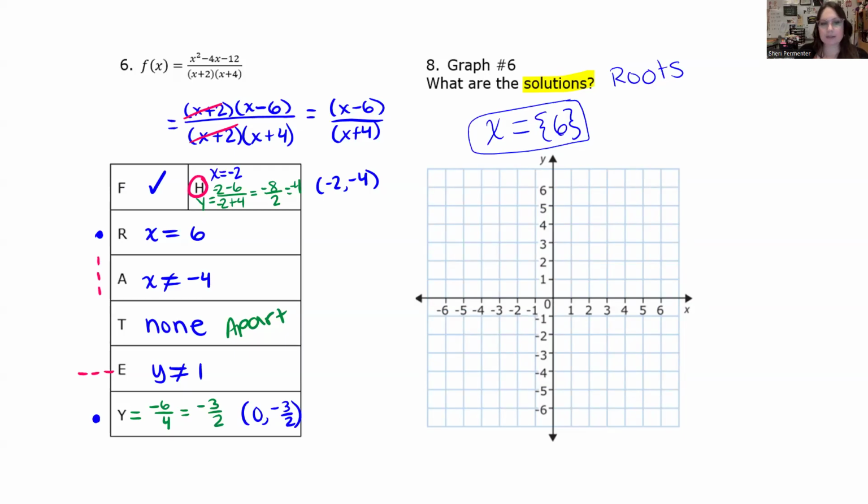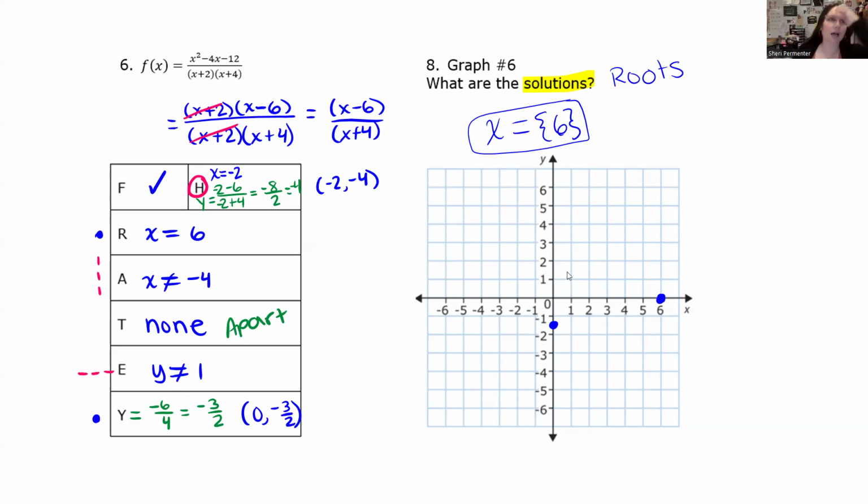So intercepts, I have an x-intercept at +6 and a y-intercept at 0 and then -3/2. -3/2 is like -1.5. I mean, you could find the decimal equivalent if you needed to. So at about -1.5, I'm going to put my y-intercept.